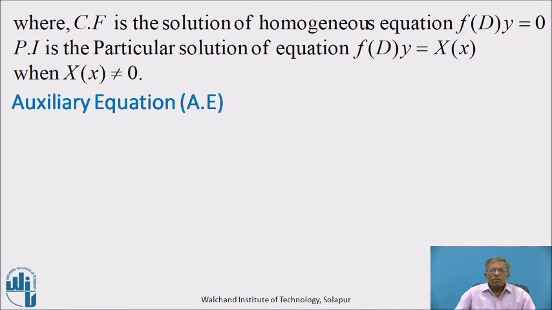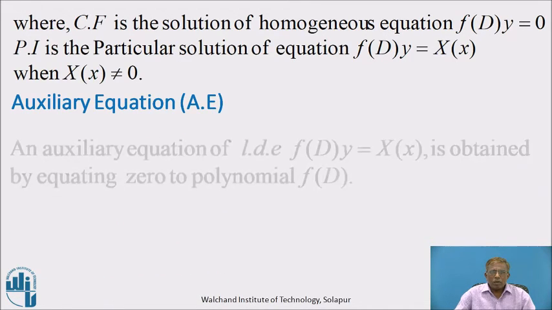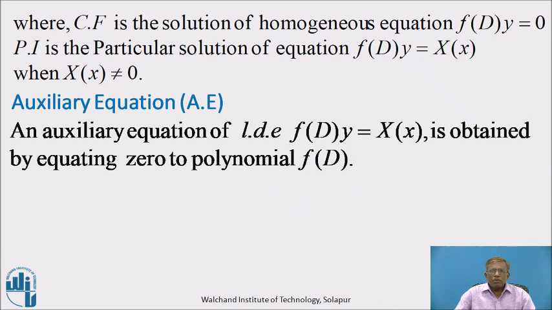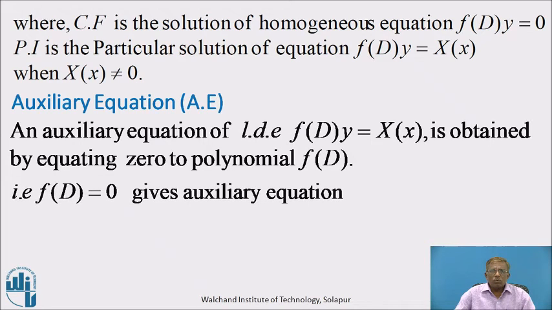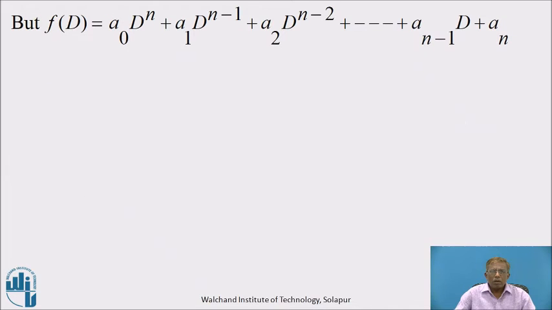Now, auxiliary equation of a differential equation. An auxiliary equation of a linear differential equation f(D)y = X(x) is obtained by equating the polynomial f(D) to 0. That means f(D) = 0 gives the auxiliary equation of the differential equation.